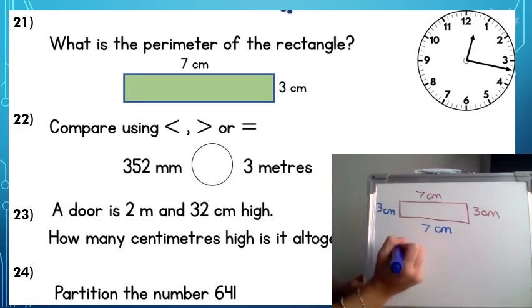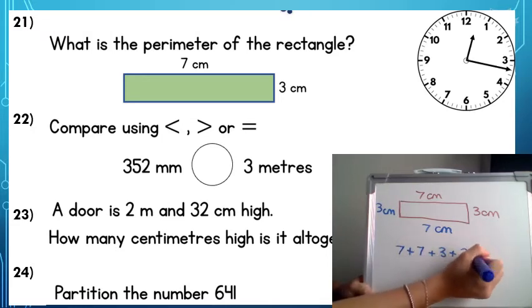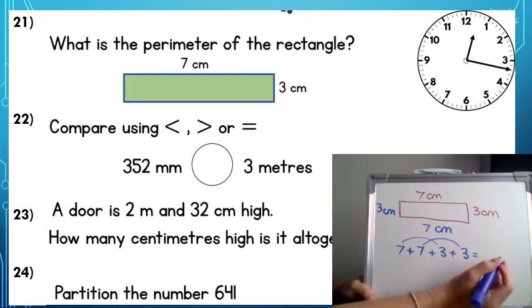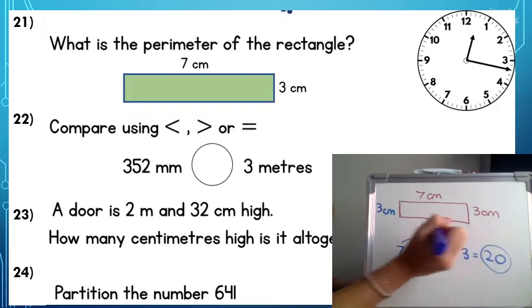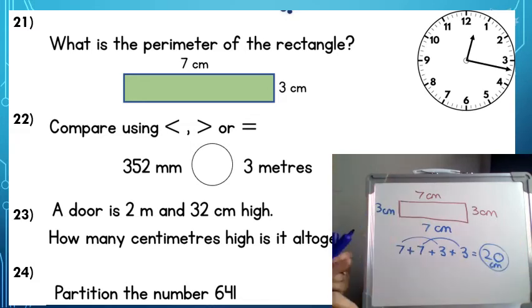Now, to work out the perimeter, you should have done 7, add 7, add 3, add 3, or you could have done 7, add 3, add 7, add 3. If you know your number bonds to 10, I know 7 and 3 is 10, another 7 and 3 is 10, so add all those numbers together, you should have got the answer 20, and don't forget to put your centimetres as well.